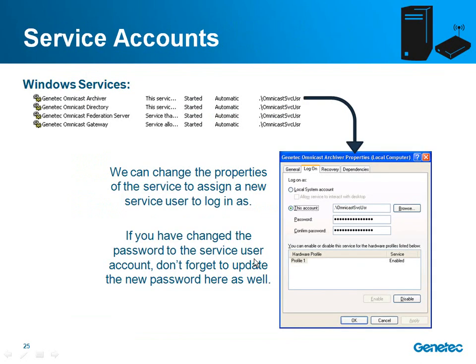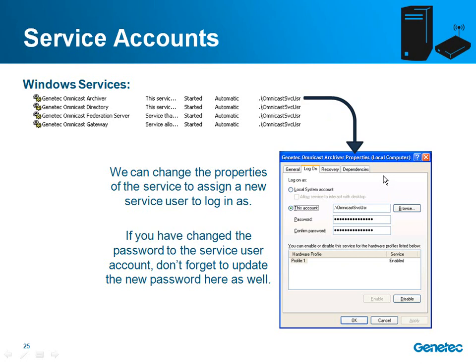By default, Omnicast creates the Omnicast service user, which is added to the Windows Administrator group. The Omnicast services are set up to log in using the Omnicast service user account, but another account may be used provided it has sufficient rights. The service accounts that are used need to maintain local administrator rights, and the account can be changed in the service properties. You can get to the properties by right-clicking on the service and selecting Properties.